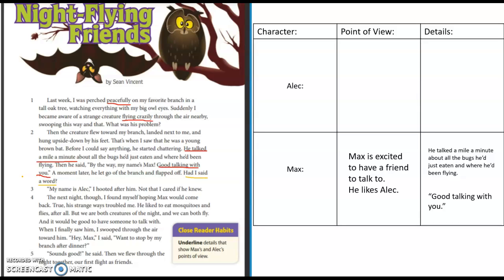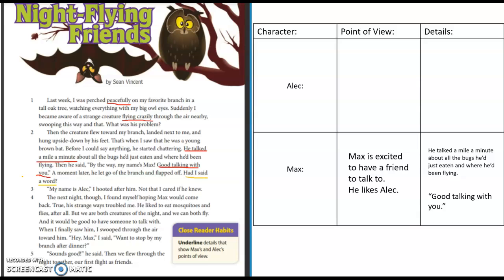"When I finally saw him, I swooped through the air, towards him. 'Hey Max,' I said, 'want to stop by my branch after dinner?' 'Sounds good,' he said. Then he flew through the night. We flew through the night together. Our first flight as friends."